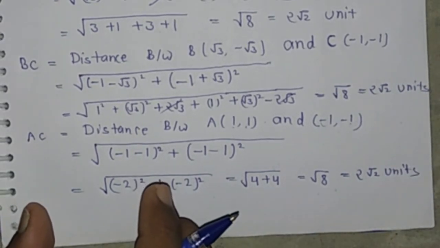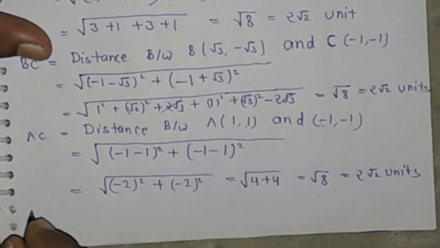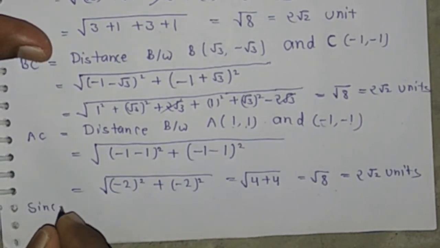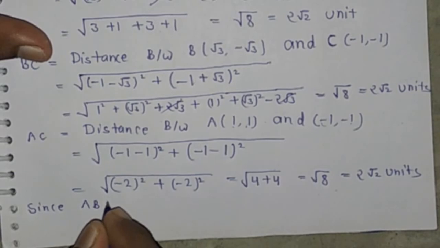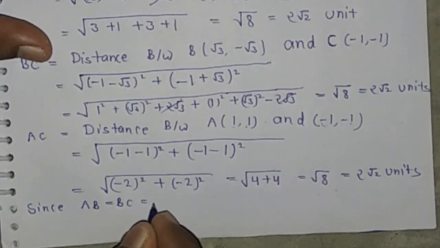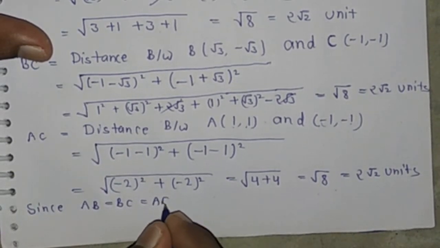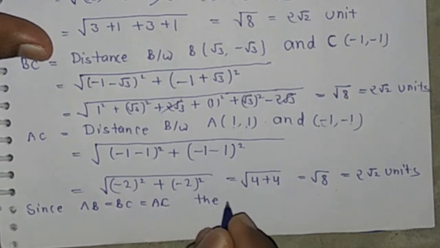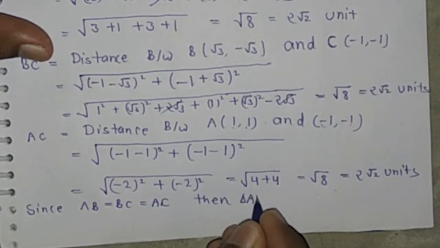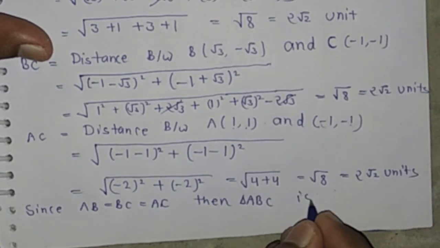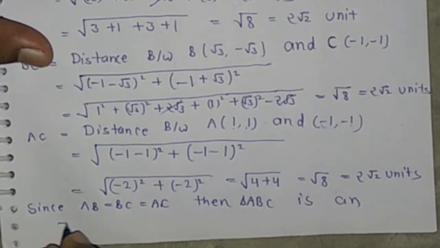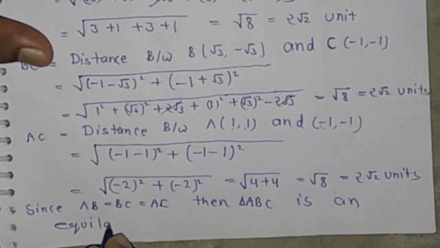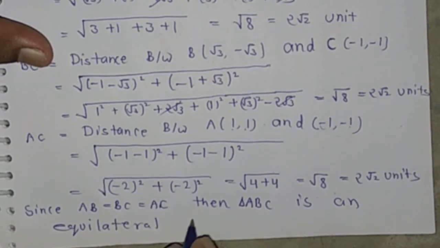AB, BC, CA are equal, which means AB equals BC equals CA. Then triangle ABC is an equilateral triangle.